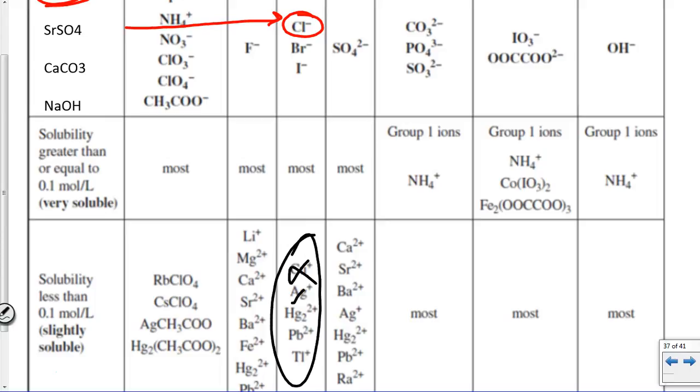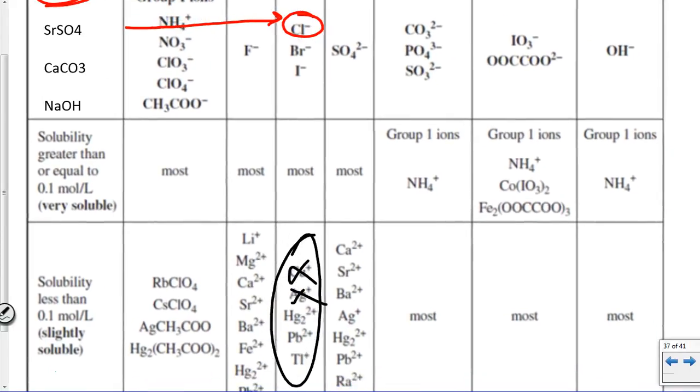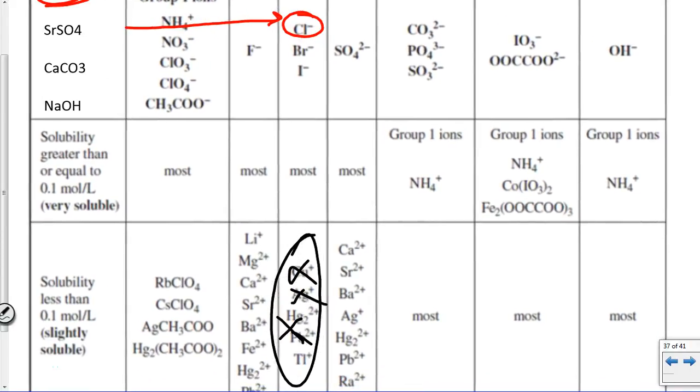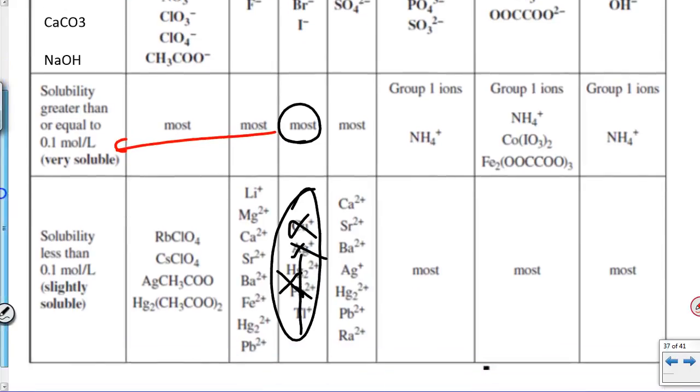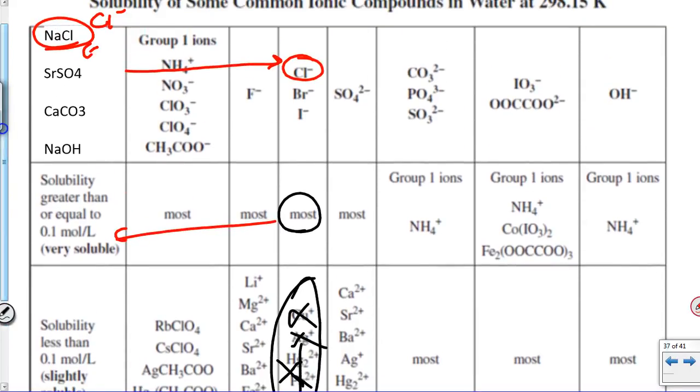Okay, well, we get the picture. None of those. If nothing on the list matches what you're looking for, go to the side with the most. And when you go to the side with the most, we would find that this is very soluble, soluble, which means we would write this as aqueous, an AQ. Perfect. Next up, SrSO4.